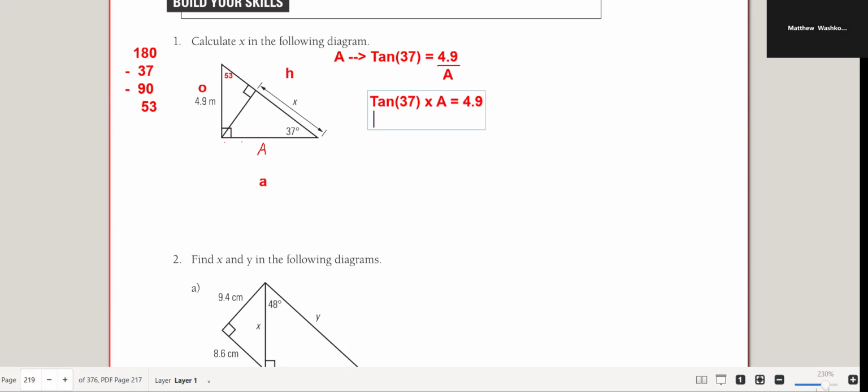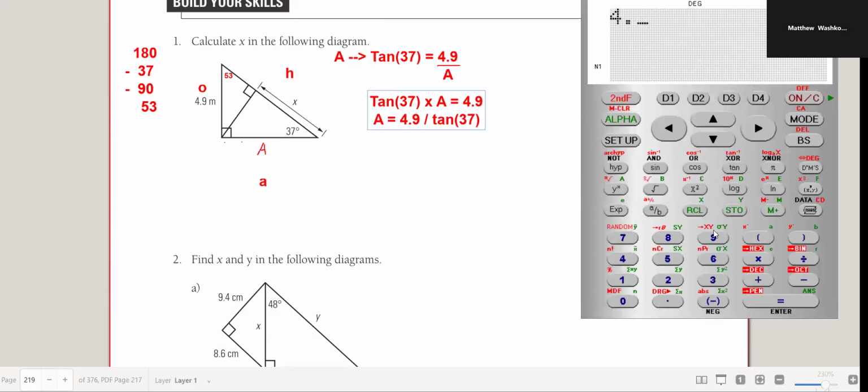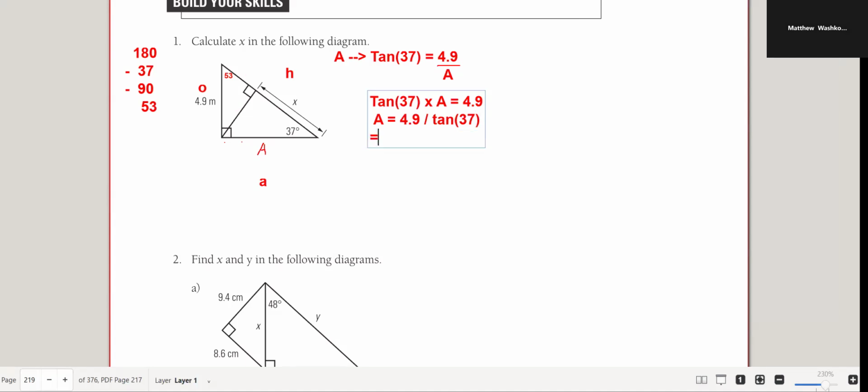We've done this before. Then I divide by tangent of 37, and I get A is equal to 4.9 divided by tangent of 37, just like how we've always done it. 4.9 divided by tangent of 37 is 6.5. So that equals 6.5 meters here. I'm going to underline that, or you can circle it, box it, that's important. Either way, I'm going to put that in my triangle.